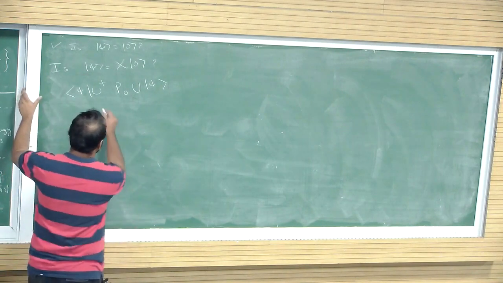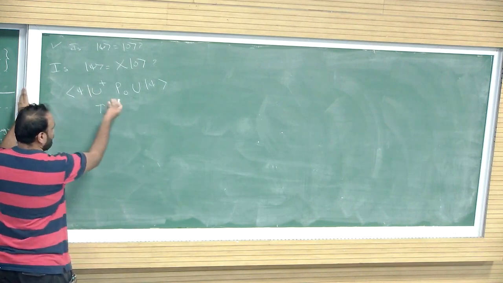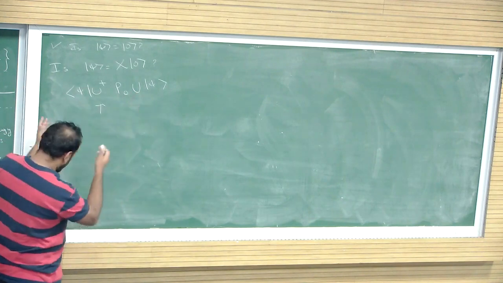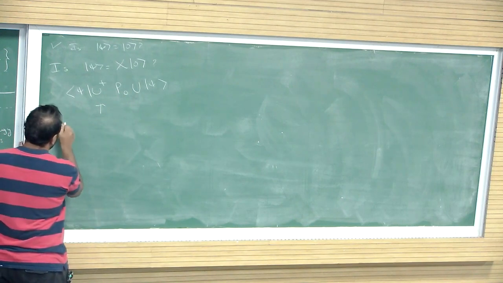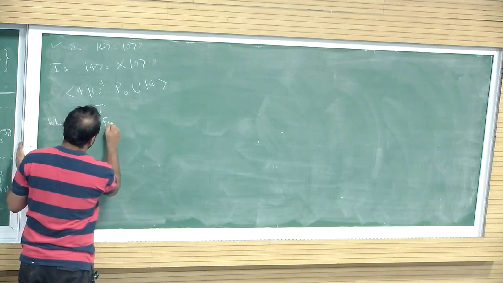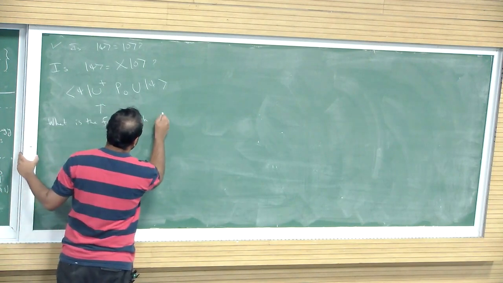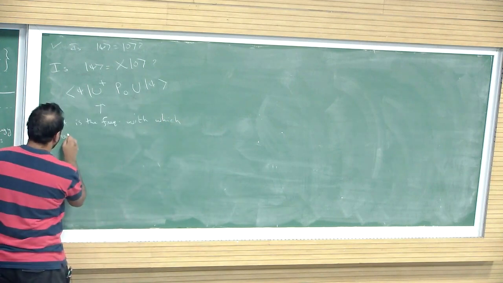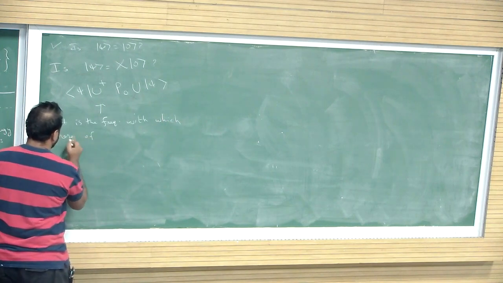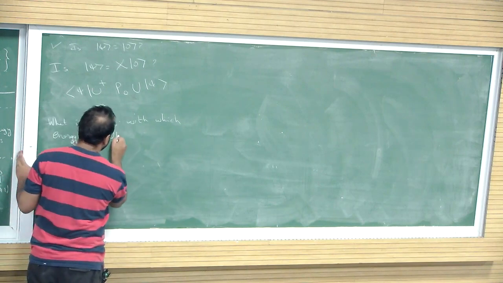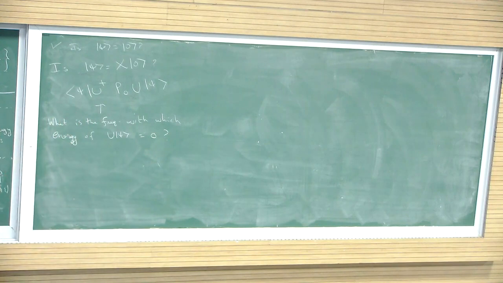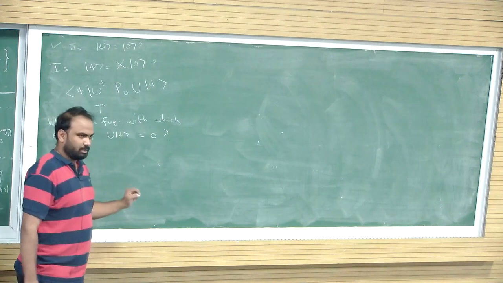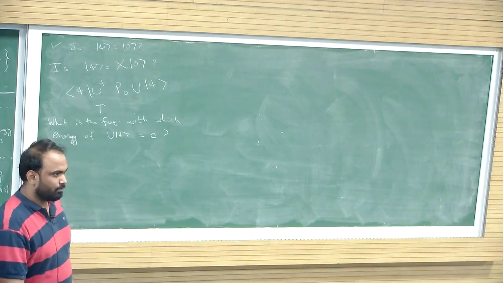P0 is the projector. So this basically answers the question. The value of this correlator is basically answering the question: what is the frequency with which the energy of u psi is 0? This is basically asking you this question. And by the Born rule, it's basically this guy.